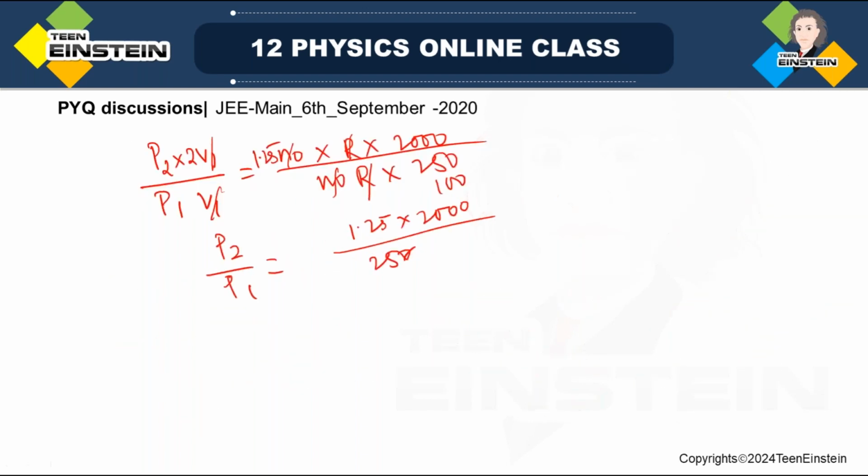Okay, 1 2 is here, so 2 is here, so I have to multiply 2 here. So this goes like this. So here I have to multiply 100, so this 100 will cancel each other. This is 5 and this is 1. So this is actually 5. P2 by P1 is equal to 5.